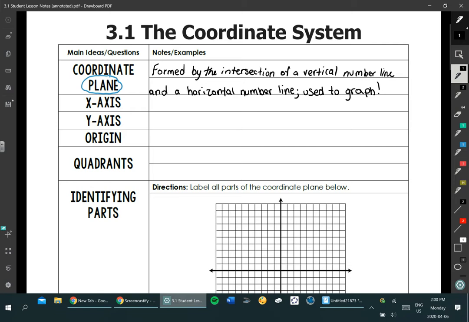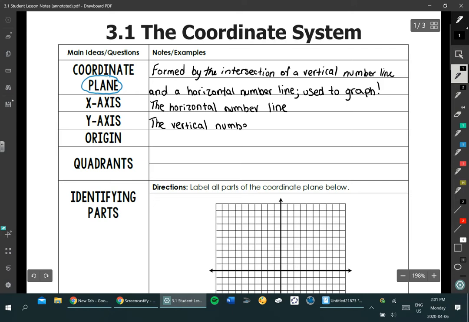Okay, so we have two new words. We have the x-axis and the y-axis. So the x-axis is the horizontal number line. And our y-axis, well, it's the vertical number line.